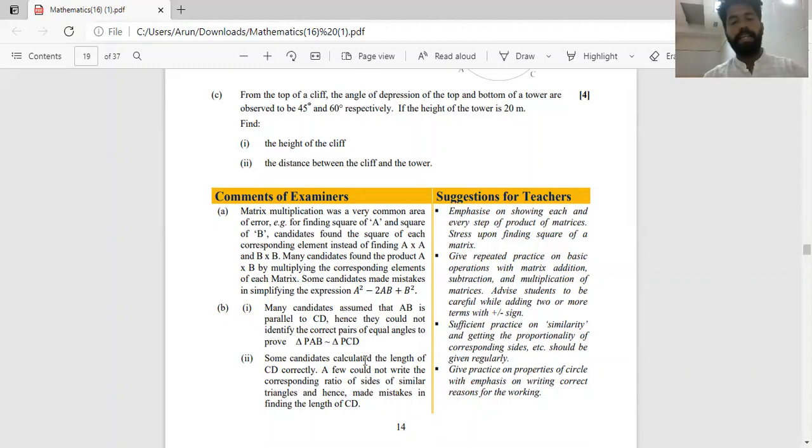Some candidates calculated the length of CD correctly. A few could not write the corresponding ratio of sides of similar triangles and hence made mistakes in finding the length of CD. So you need to know which pairs of angles are equal and the opposite sides of those equal angles who are going to be the corresponding sides for each other. So you have to keep that in mind as well.